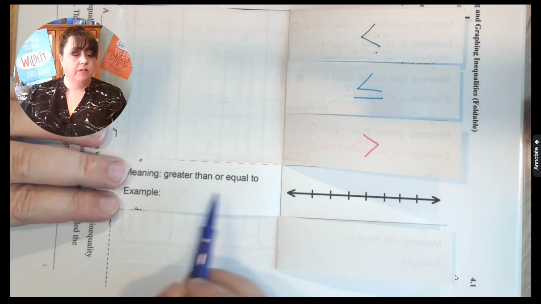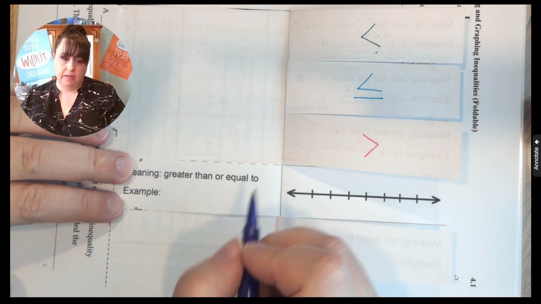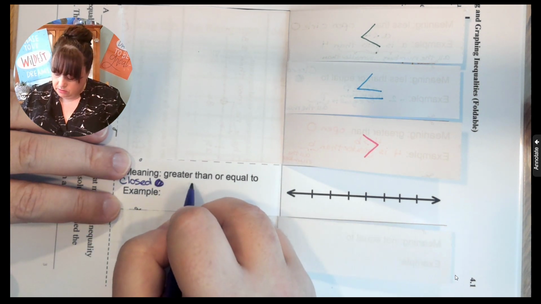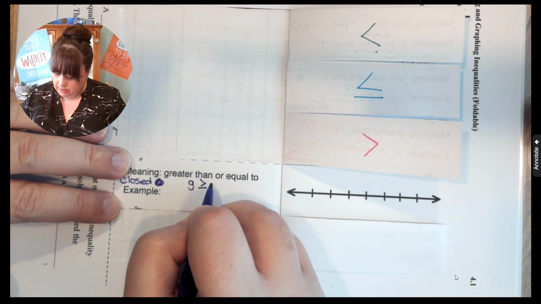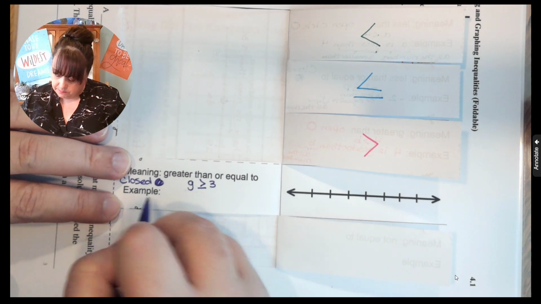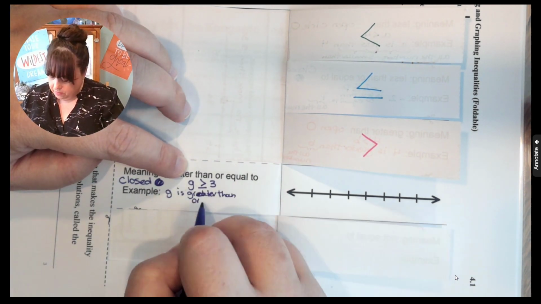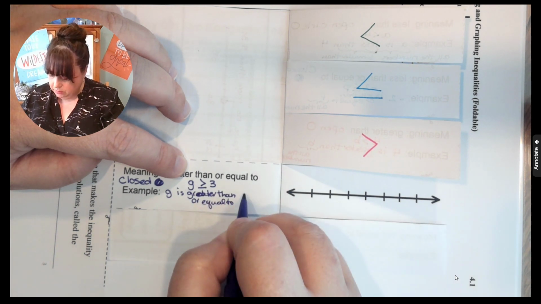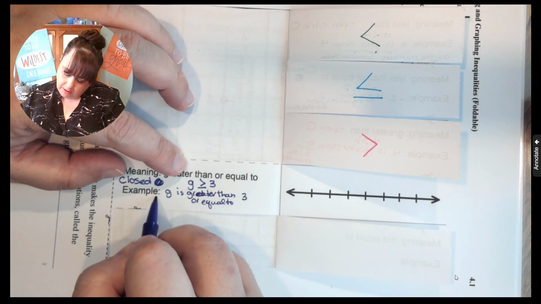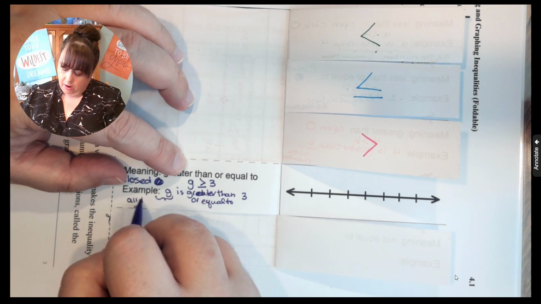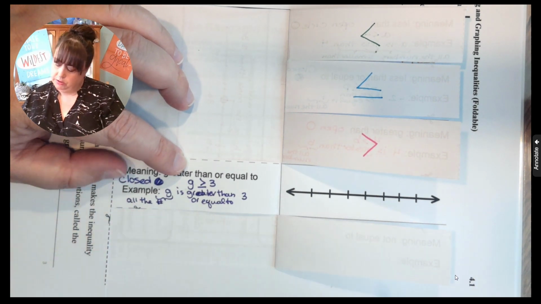Okay, greater than or equal to means it's a closed circle. And let's use g is greater than or equal to 3. So that means g is greater than or equal to 3. And remember, when I say g, what I'm thinking in my head is all the numbers.